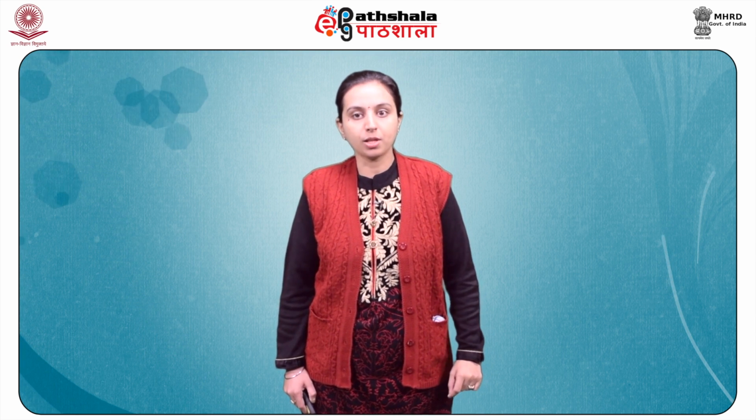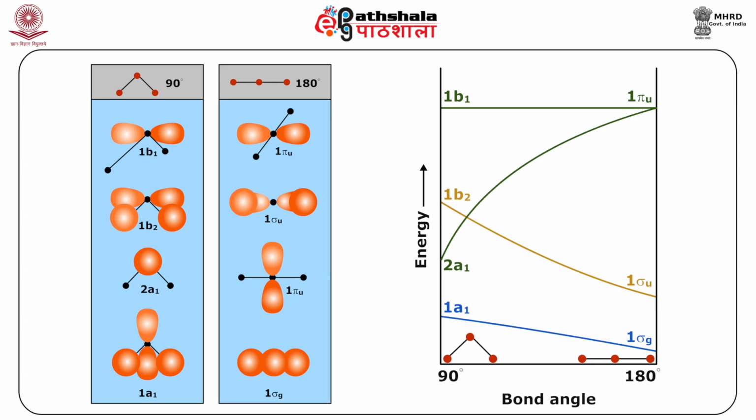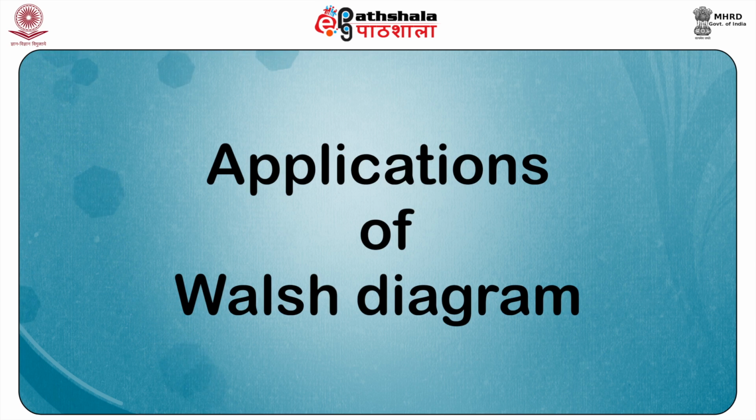Such observations are equally valid for both ground as well as for excited states. Hence, the stereochemical changes in electronic transitions can also be understood by studying these Walsh diagrams. And this figure 3 represents the orbital overlap and the Walsh diagram for AB2 system. Now, let us study some of the applications of Walsh diagram.